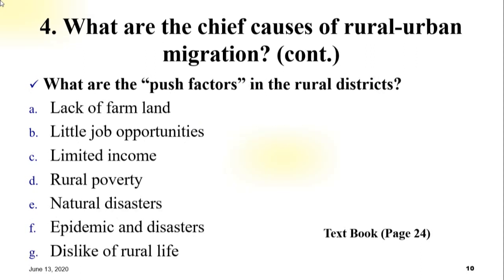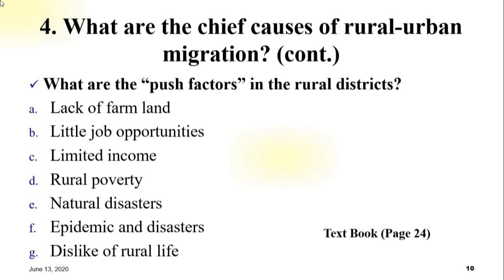It means there is very little opportunity to get a job. For example, Mondulkiri province or Ratanakiri province is far away from the cities or towns, so they cannot find other jobs. Number 3, limited income. Limited means restricted: restricted in the amount of money that you receive from your work or investment.